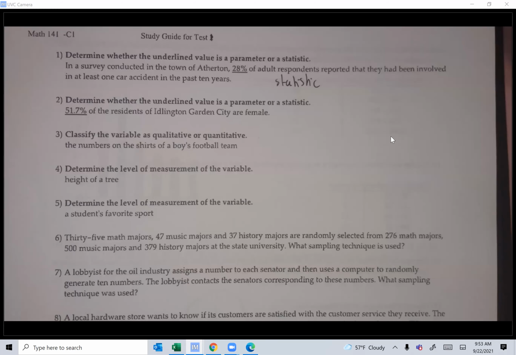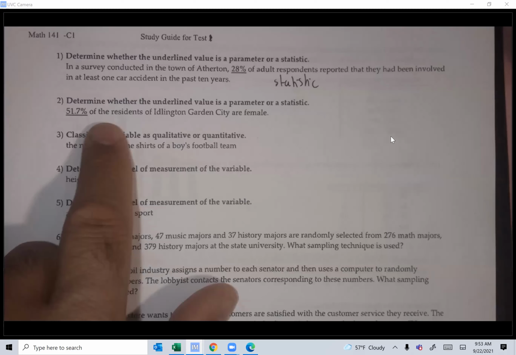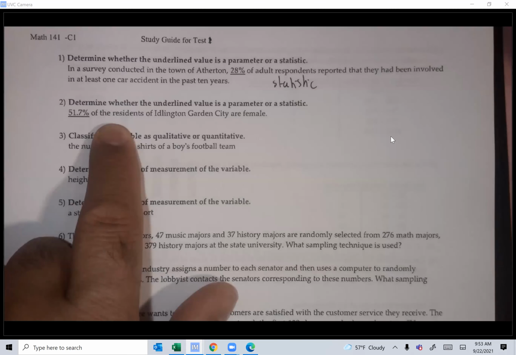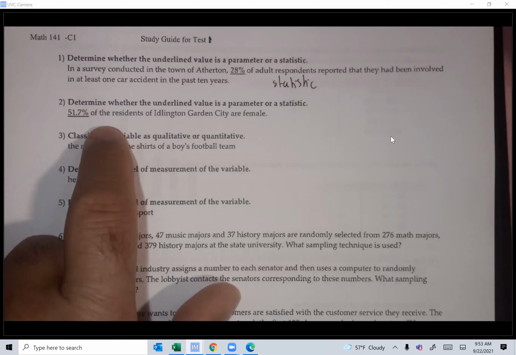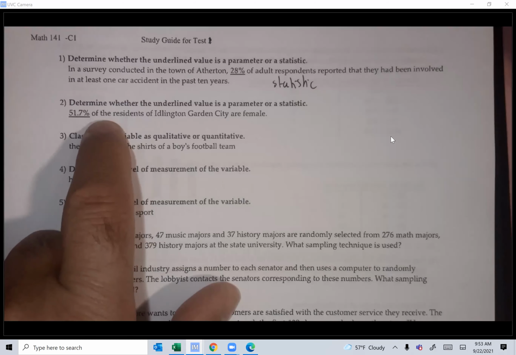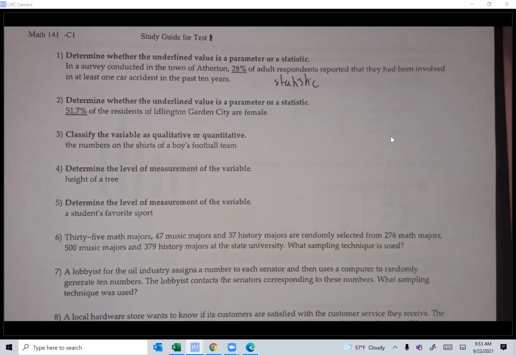Parameter. Yeah, because it says of the residents, all the residents, guys. I didn't need to say of all the residents. Once you see the "the" in there, that's an indicator of population. If it says 51.7% of 500 residents surveyed, then it will be a statistic, but it says all of them, so that's a parameter.